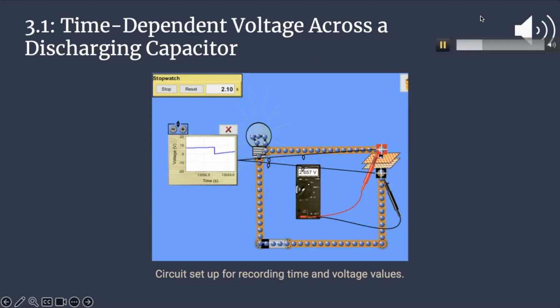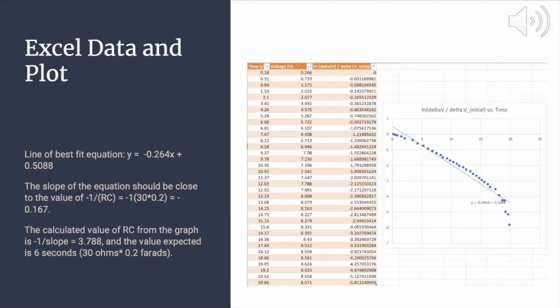a 0.2 farad capacitor, and a 9-volt battery, and recorded how the voltage changed from 0 to 20 seconds. I used the setup and the simulation in the previous slide and recorded the voltage and the time at different times ranging from 0 to 20 seconds.